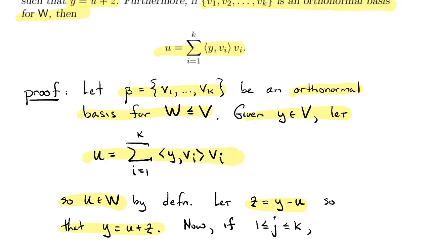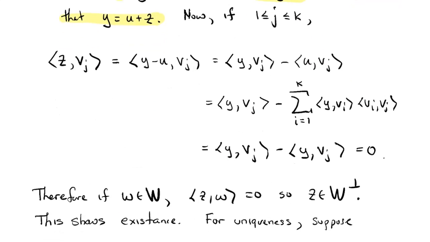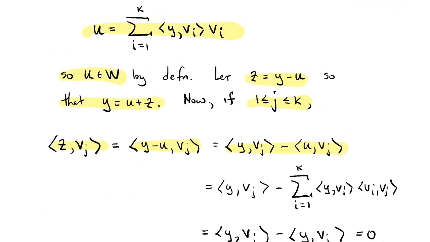And by the linearity of the inner product, it suffices to show that z is orthogonal to each basis vector in beta. So that's what I'm going to do. If you give me a vector in beta, you pick a j between 1 and k, let's just look at the inner product of z with that vector. Well, we said that z is y minus u, and then using the linearity of the inner product, I can split that apart. And moreover, u, if I scroll back, you can still see the definition of it.